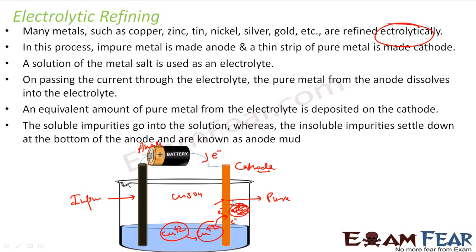So more and more copper will add to this, right? Because in the anode also I have copper. Copper wants to lose electrons, and the flow of electrons is in this direction. So copper will lose electrons and become Cu2+ and go to the solution. And the mud impurities will go down, because that mud will not become Cu2+, right? So the mud and other elements will fall down.